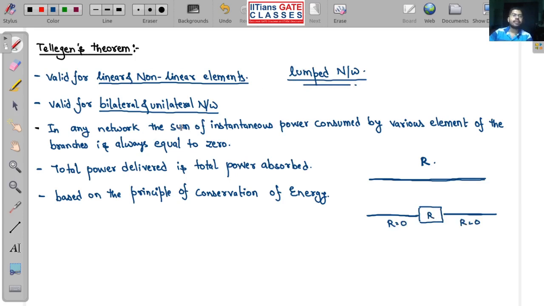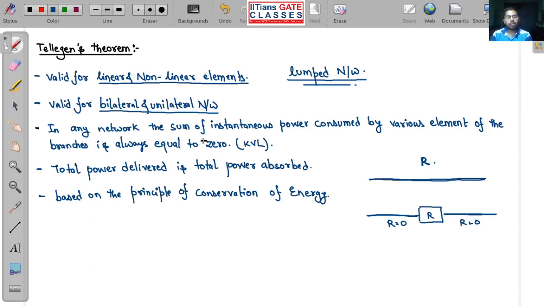In any network, the sum of instantaneous power consumed by various elements of the branches is always equal to 0. This thing we have seen in KVL, as this theorem is basically derived from KVL. In KVL, we have seen that in a loop, the summation of voltage is 0.